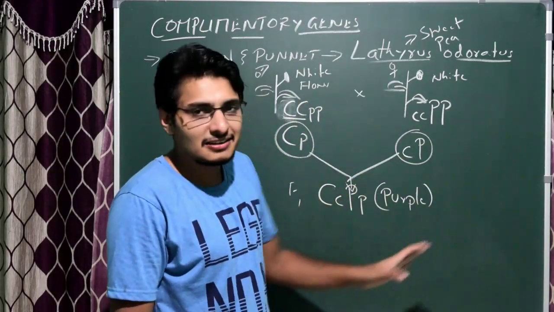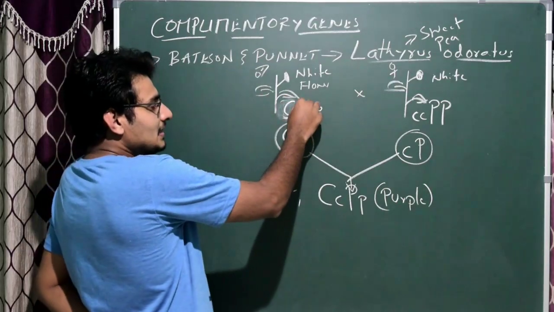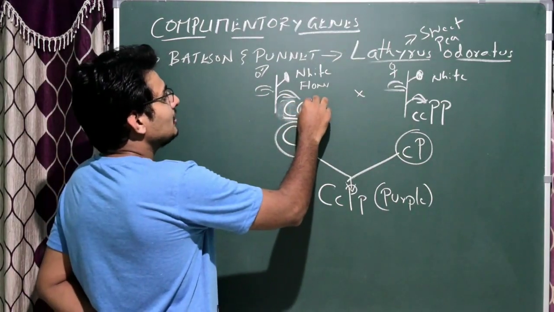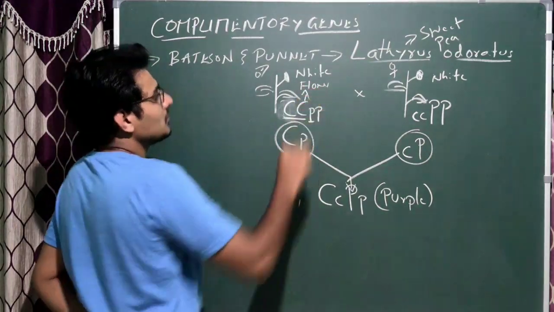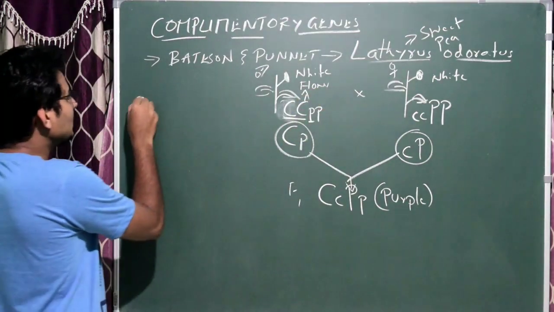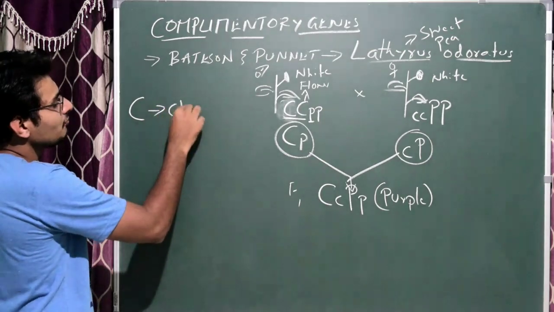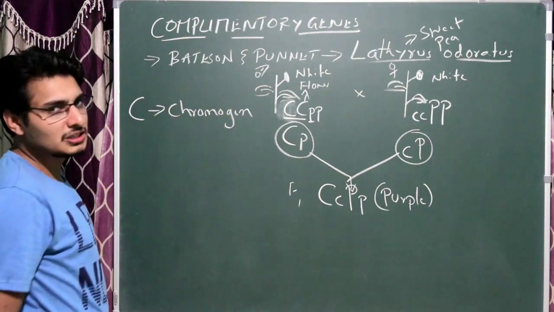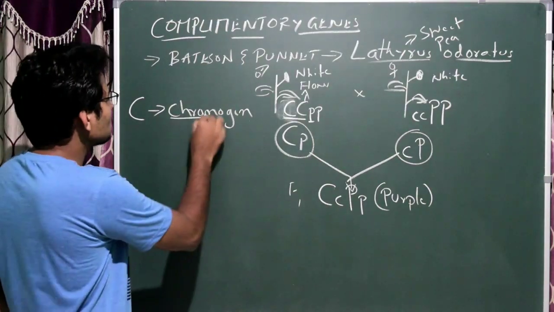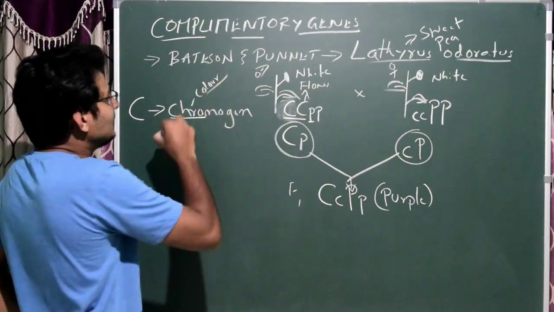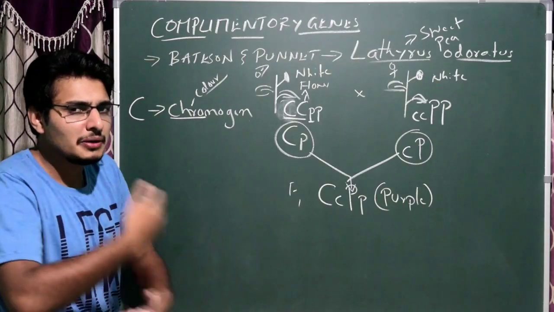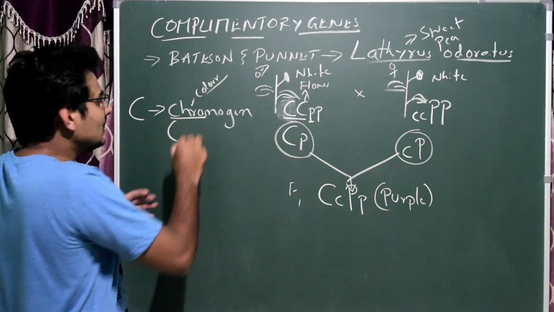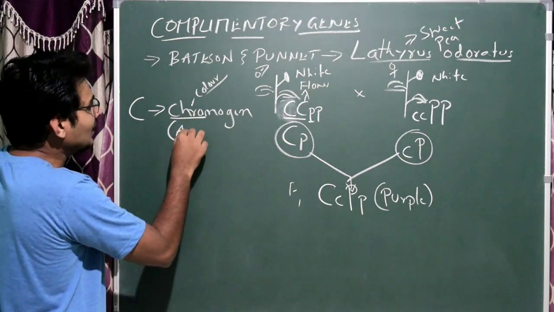Here it is entirely different. When capital C is present with another recessive p, here the capital C obviously cannot express. Here the capital C is a gene which is responsible for the production of a type of chemical called chromogen. You know the meaning of chromogen. Chromo means color. So this gene is responsible for the development of the color, because inside the chromogen there is one chemical which is called anthocyanin.